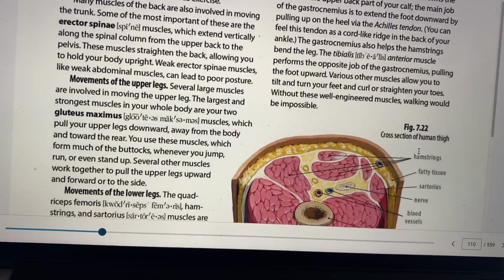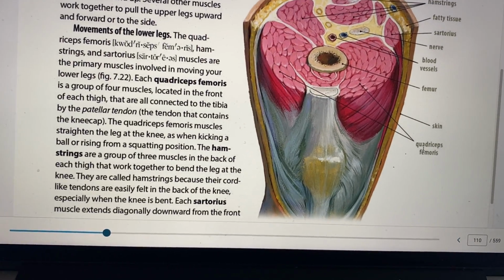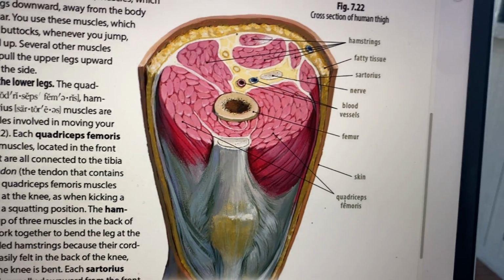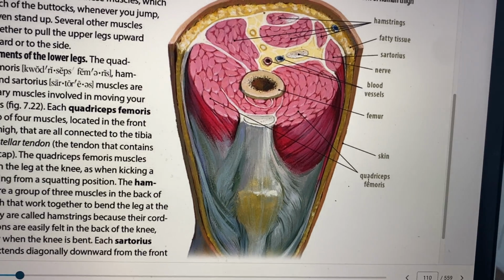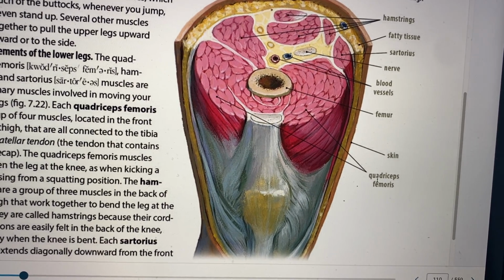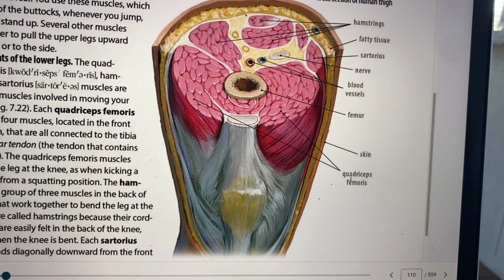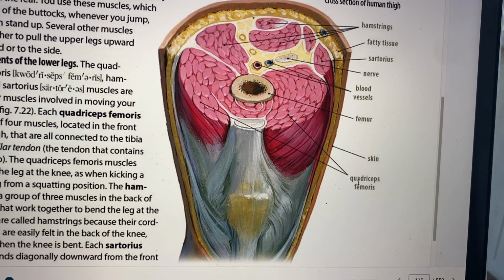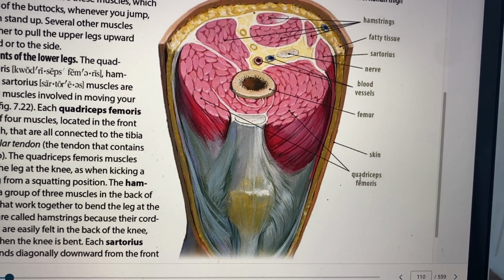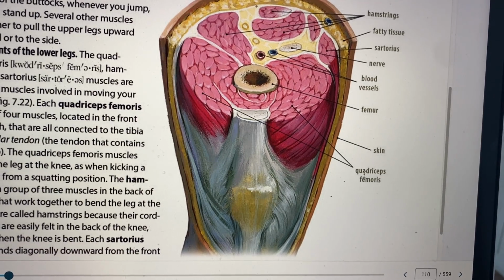And going on to our feet, the feet being the next wonder of our body. But let's look at this picture first before we go on to the feet, because we already talked about our hamstrings and onto our quadriceps that are in our legs. Quad meaning four, so we have four of these muscles in the front of our legs, and then we have the hamstrings in the back of our legs. And you can see how they work opposite from each other.